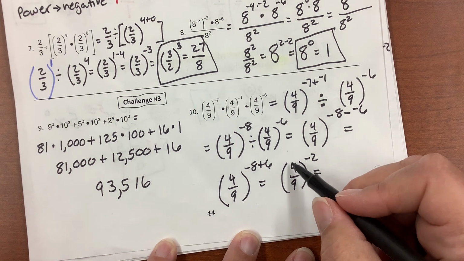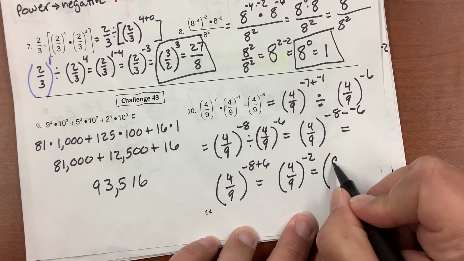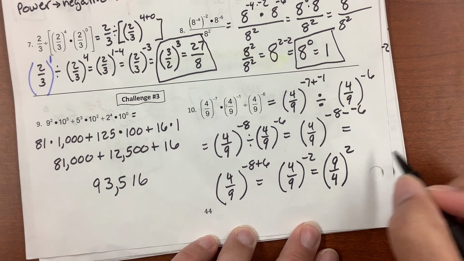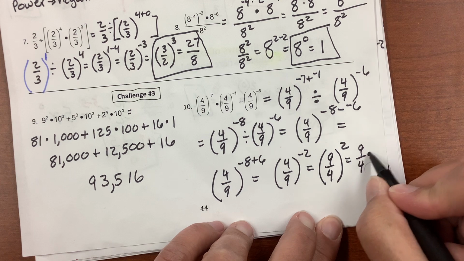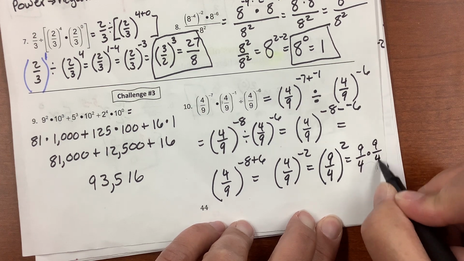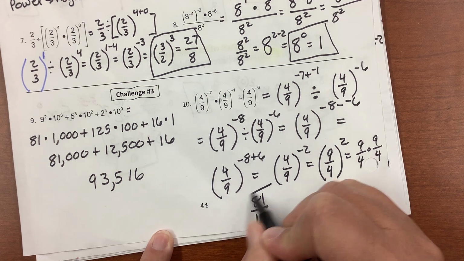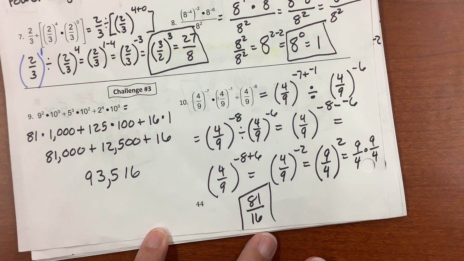I have to reciprocate this and flip it over. 9 over 4 squared, 9 over 4 times 9 over 4. 9 times 9 is 81. 4 times 4 is 16. Oh my goodness, look at all that work I had to show to get 81 over 16.